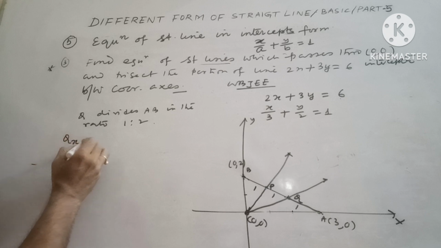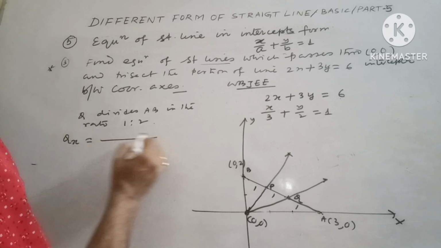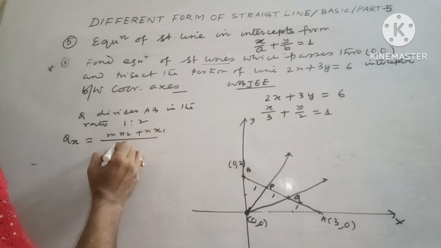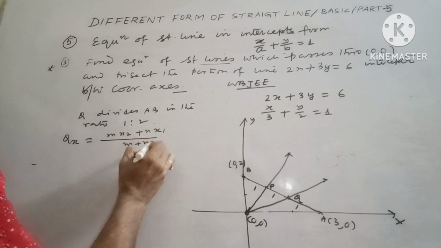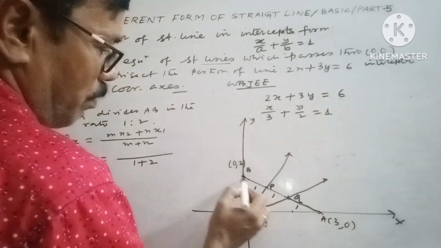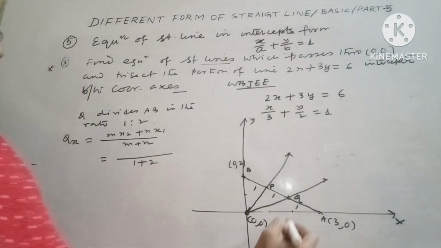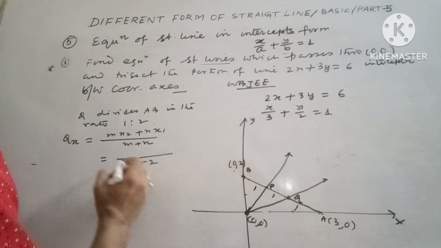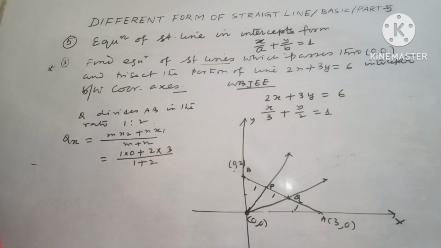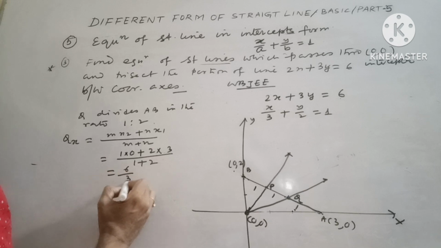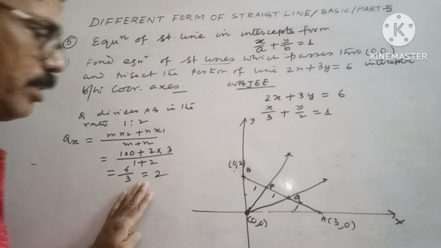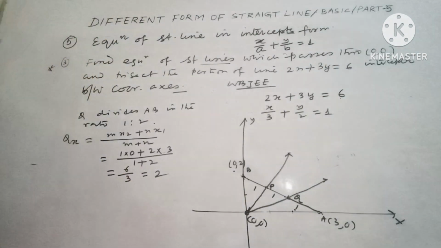So, the x coordinate of Q. What is our formula? This is internal division: (m x2 plus n x1) by (m plus n). m is 1 and n is 2. So, 1 into 0 plus 2 into 3, so this is 6 by 3, this is 2. So the x coordinate of Q is 2.